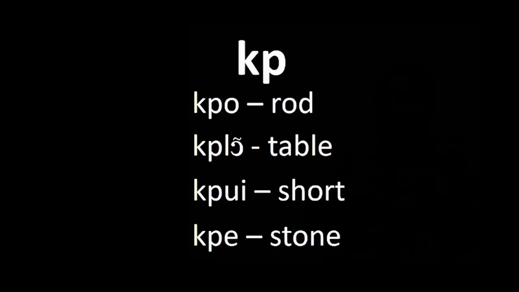Our next consonant cluster is b, and it is formed by combining the consonants k and p. We can find them in words like bo, rod, bon, table, we, shot, ba, stone.